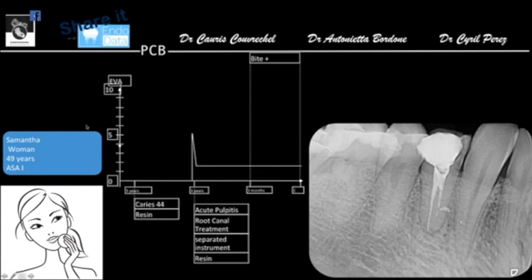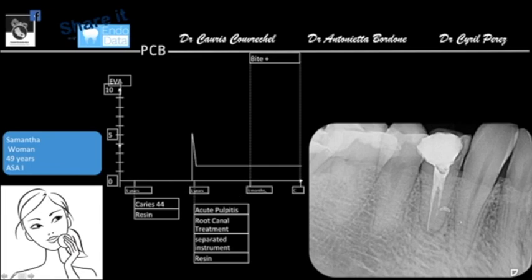The patient is a female patient, 49 years old. She was checked for a caries on tooth 44 5 years ago. Then we did a filling, a composite resin filling on it. Then after 4 years, she developed pulpitis on the tooth, a root canal treatment was done, and we had a separated instrument in one of the canals. So we have a lower first premolar with 2 canals, and we have a separation of the instrument.